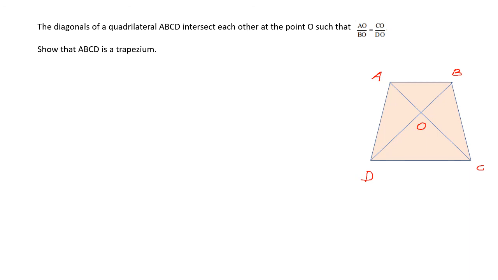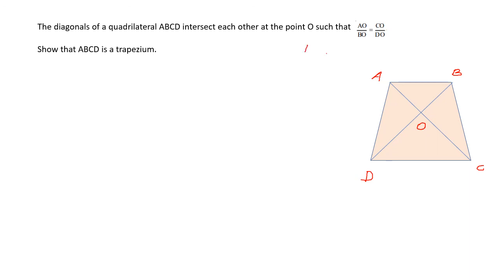Now we have to show that this is a trapezium. ABCD is a trapezium. For showing that ABCD is a trapezium, we know that in a quadrilateral, one pair of opposite sides has to be parallel. So we have to just show that one pair of opposite sides is parallel. So what are we going to show?